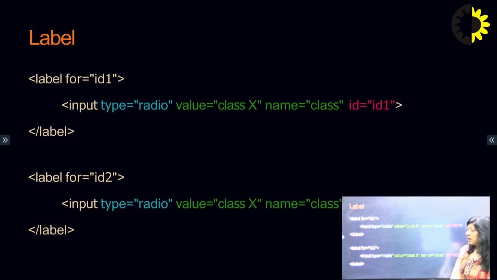Closing of label. In a similar way, I have created a label for ID2. Again, I am creating a radio type button. I have made the value for class X, name class ID is equal to ID2. This is how we create label.